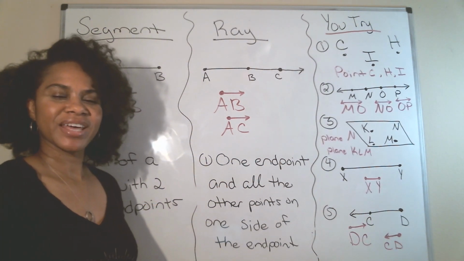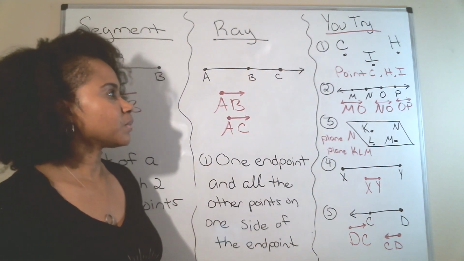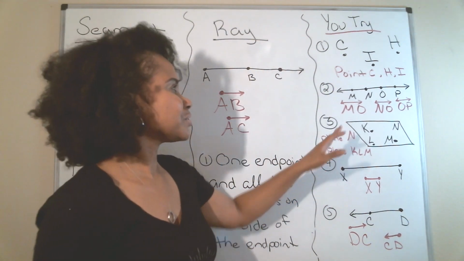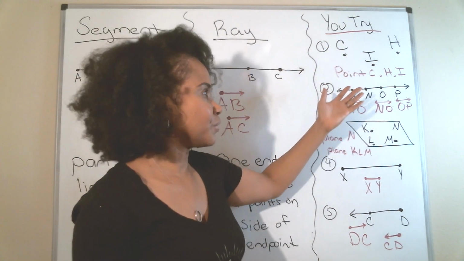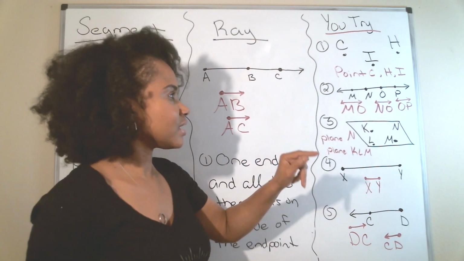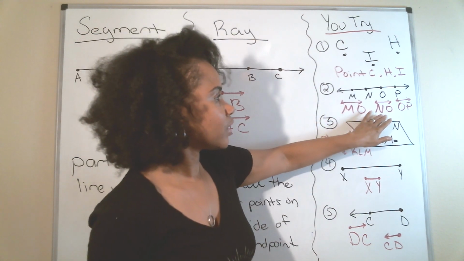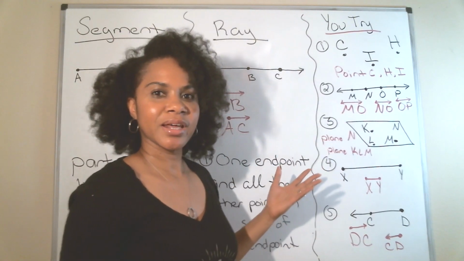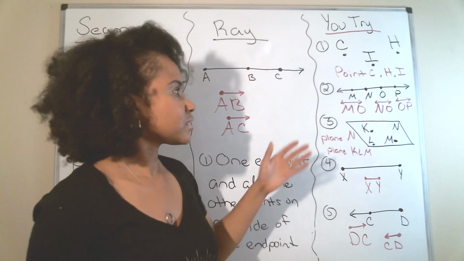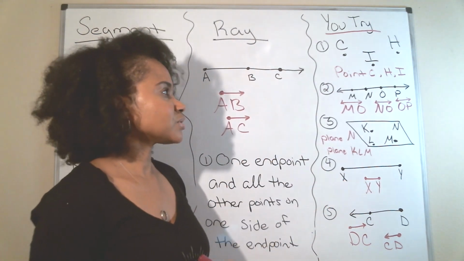All right, so I have the answers here for the items I wanted you to label. Again, with the point, you just use the capital letter for the point. For the line, you can use any 2 uppercase letters on that line. So I have a few here. I have line MO, NO, and OP. But again, you could use any 2 letters. I could have used MP as well. So 2 uppercase letters on that line.